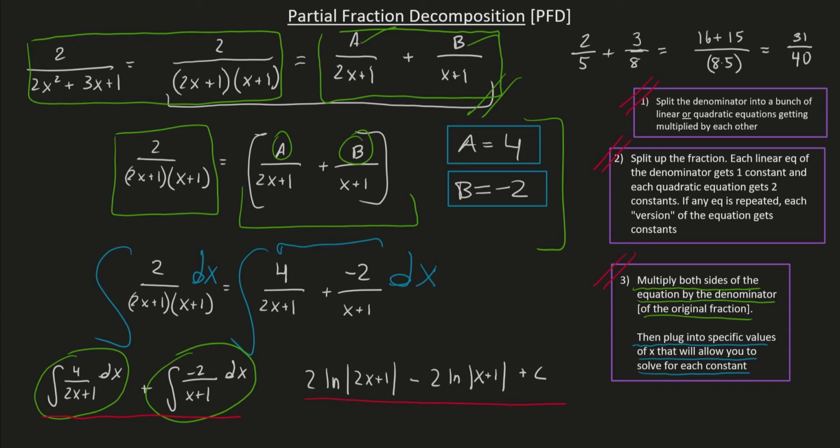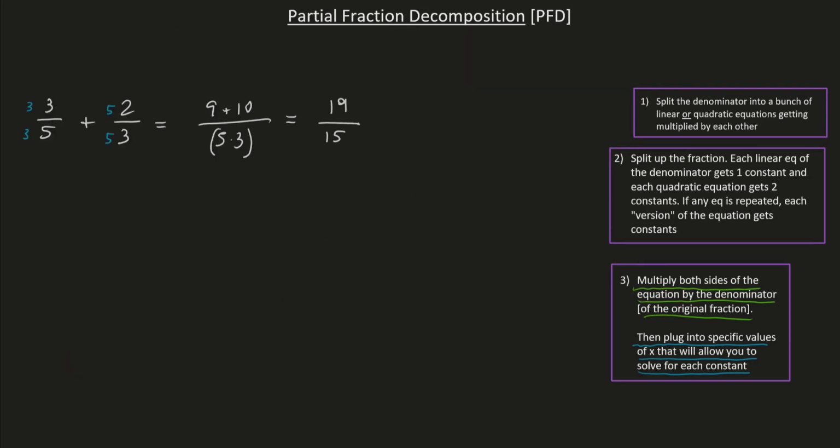Now there's just one more thing you have to be aware of. We have this idea of improper fractions. What if the numerator is bigger than the denominator? When you see something like this, you can make it proper again. 15 goes into 19 once with a remainder of 4. So 19 over 15 is equal to 1 and 4/15, in a sense 1 plus 4 over 15.